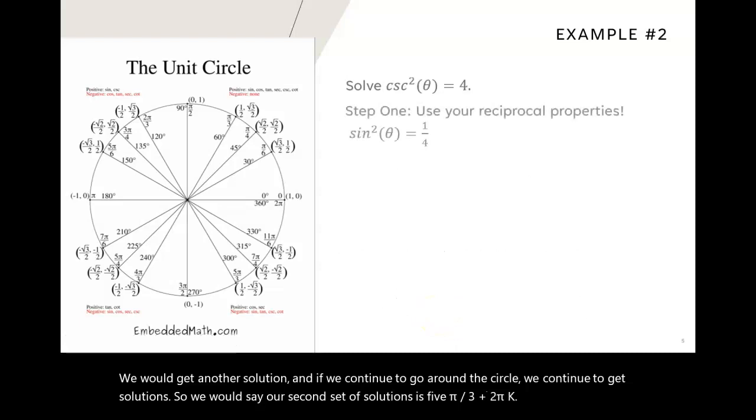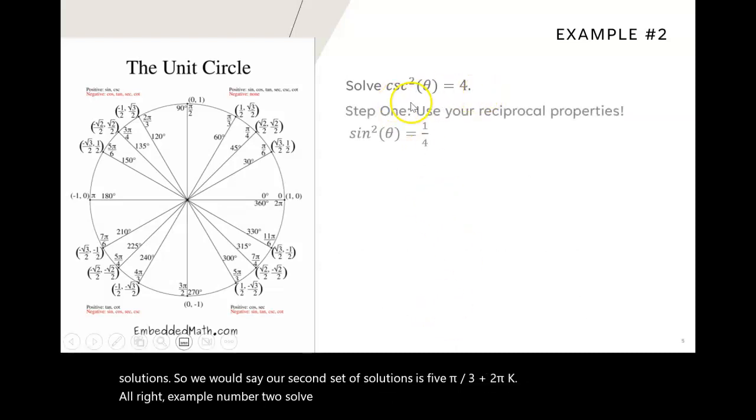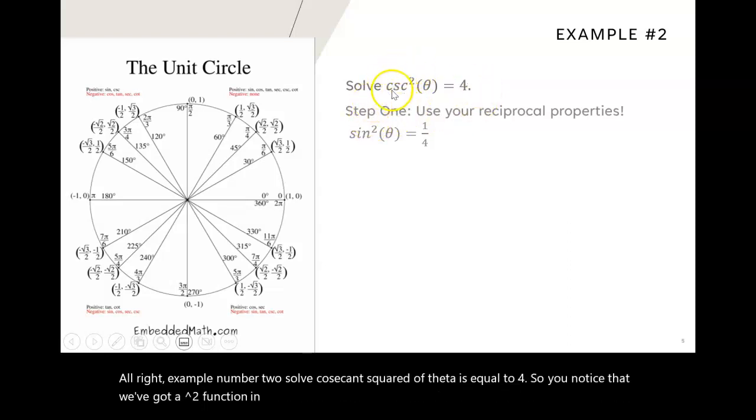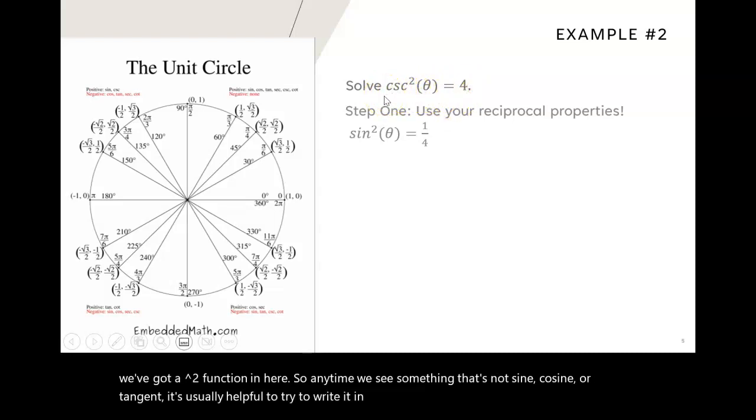All right, example number 2, solve cosecant squared of theta is equal to 4. So you notice that we've got a squared function in here. Anytime we see something that's not sine, cosine, or tangent, it's usually helpful to try to write it in terms of our reciprocal properties. All right, and so what would that mean?